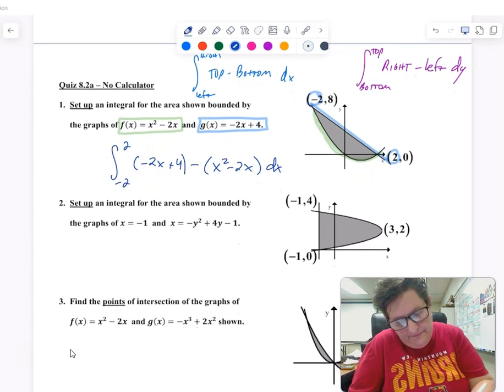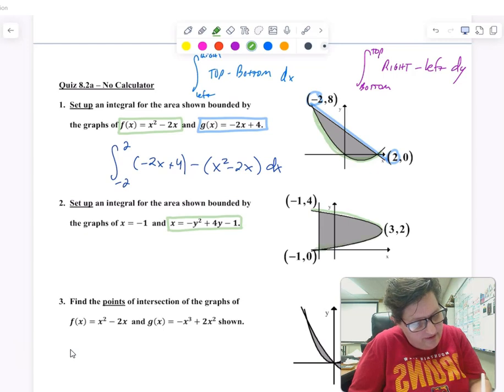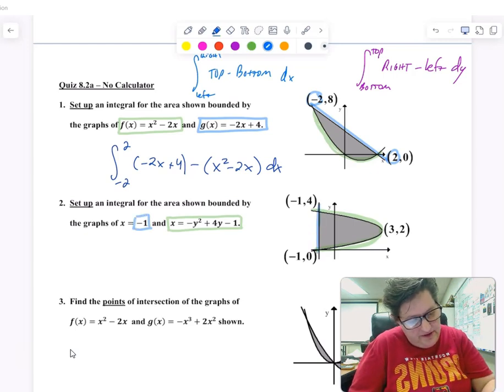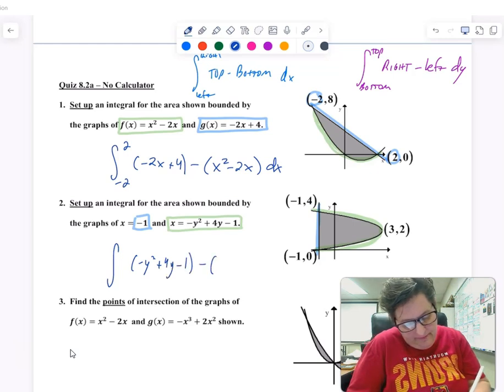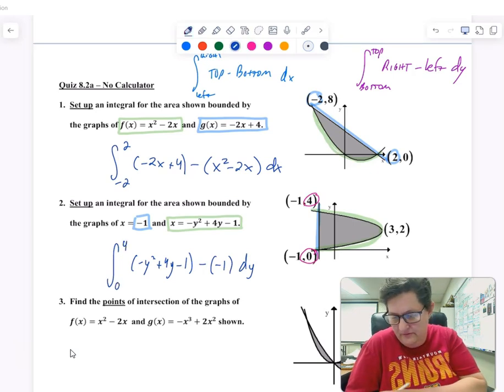Okay, now our next one, you can kind of tell that this one is x equals, that's this curve right here. It's a sideways parabola, so I'm definitely going to do a dy on this one. And then the other one is just the graph x equals negative 1, which is right here. Okay, so when I set this up, it's going to be right minus left. It's going to be a dy, and then I use the y coordinates, and I go from bottom to top. So I'm going to go on this one 0 to 4.